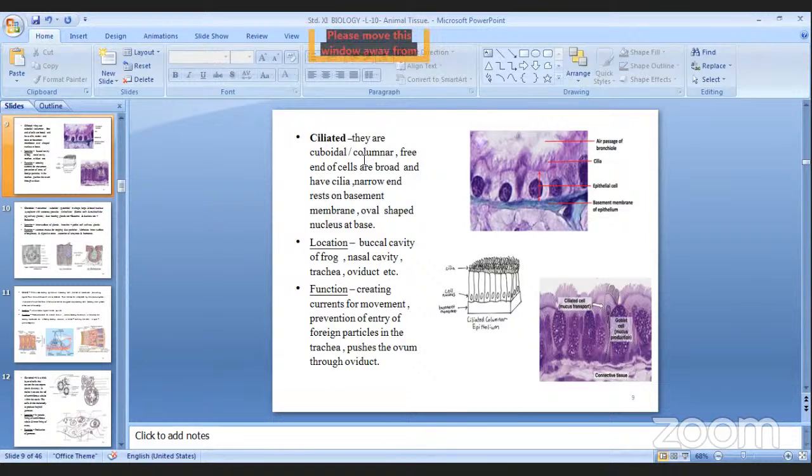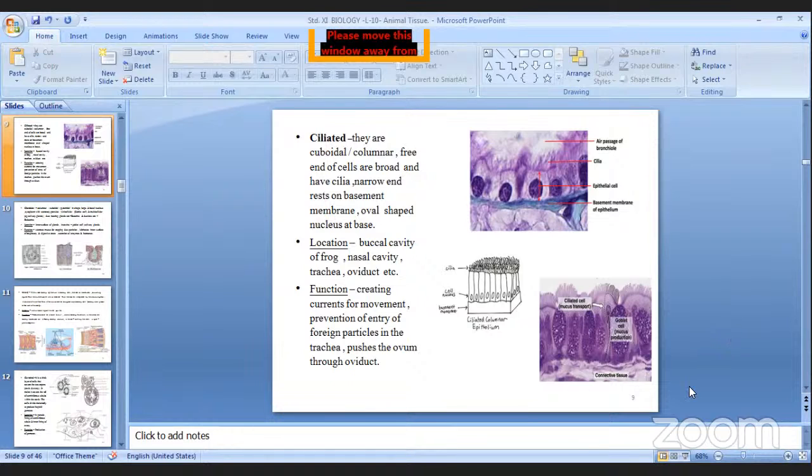They are cuboidal or columnar. Their free ends of cells are broad and have cilia. Their narrow end rests on the basement membrane, with an oval-shaped nucleus at the base. See, the nucleus is pushed towards the base. Then their location, I told you, it can be in the buccal cavity of frog, the nasal cavity, trachea, oviduct, etc. Then comes the function. So what is the function of it? Movement, one major function, creating currents for movement, prevention of entry of foreign particles in the trachea, and pushing the ovum through the oviduct.